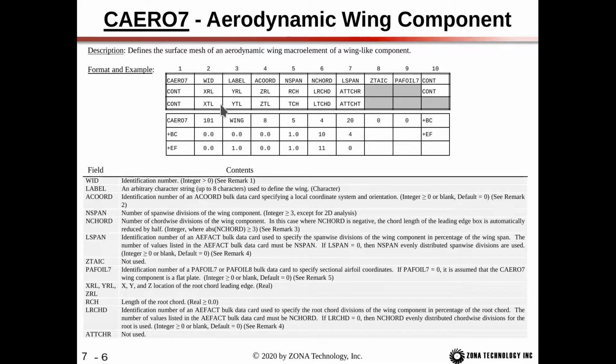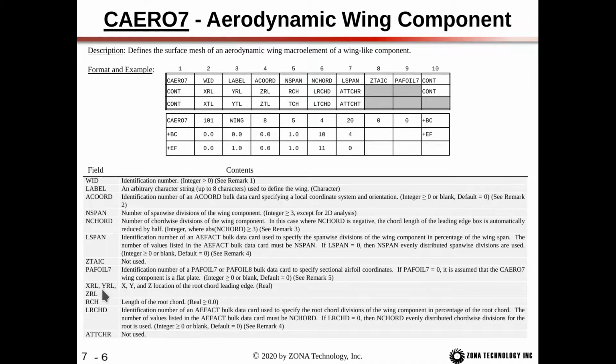In the old days, we would only ever create half-span models, so the root was always the left-hand side and the tip was the right-hand side. However, on the left-hand side of the aircraft, you still want XRL, YRL, ZRL to be the left-hand side of the wing, which is actually the tip of the wing. So the nomenclature is kind of confusing. But remember that the root side actually means the left-hand side of the wing, and the tip side is actually the right-hand side of the wing.